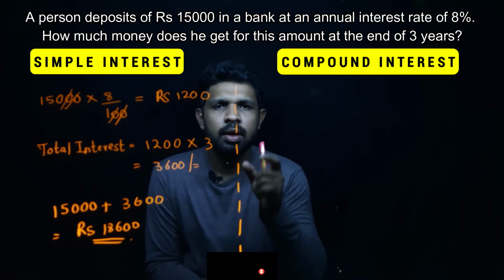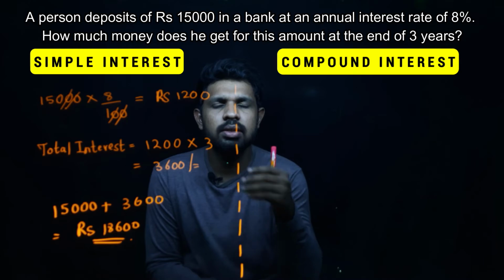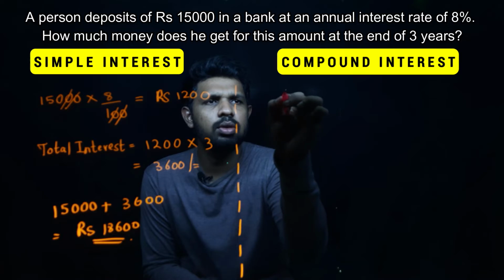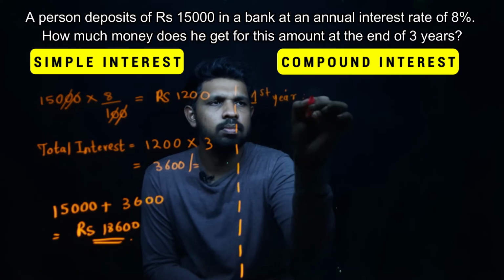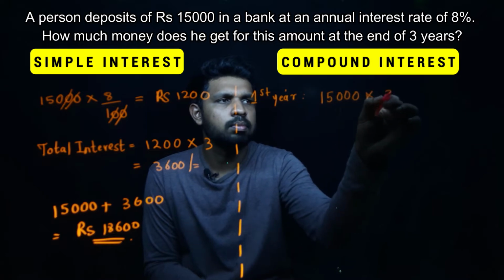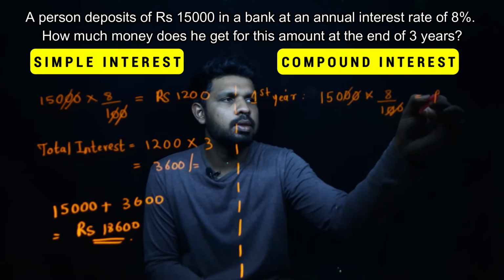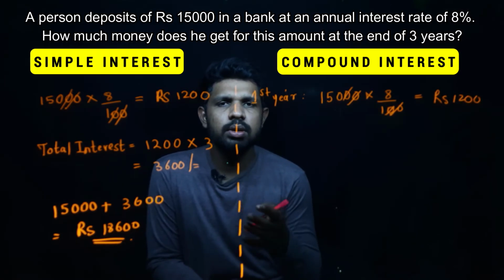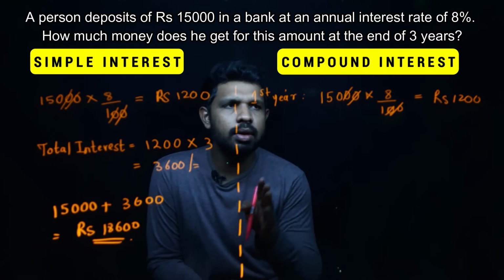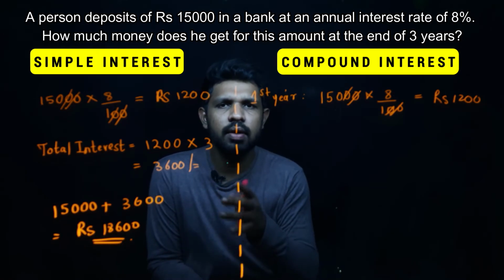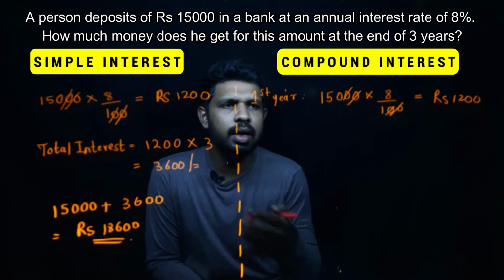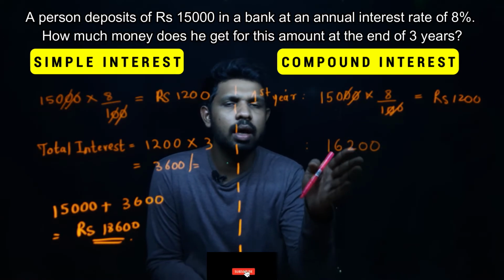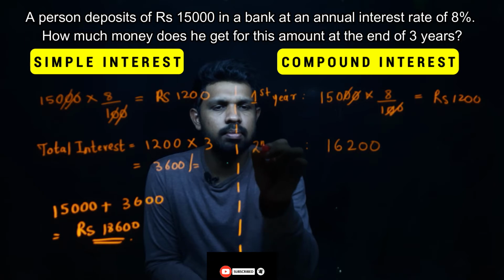As I said initially, the interest in this is not given out, it is reinvested. So that means if you calculate the compound interest for the first year, that will be equal to rupees 1200. Since compound interest is done by reinvesting the interest, for the second year the 8% is not calculated for 15,000. That will be calculated for the value 15,000 plus 1200, that is 16,200. So this is the amount you have to calculate 8% for in the second year.